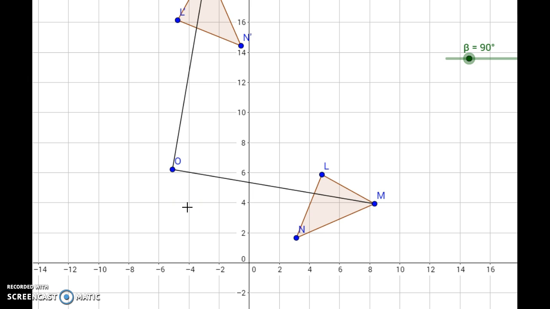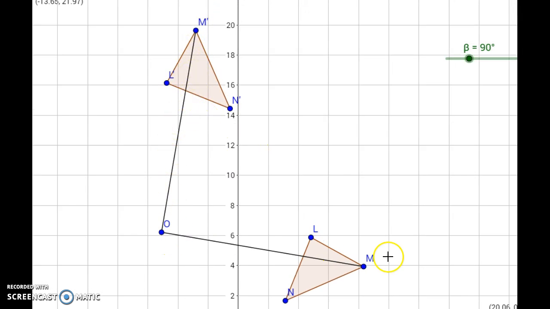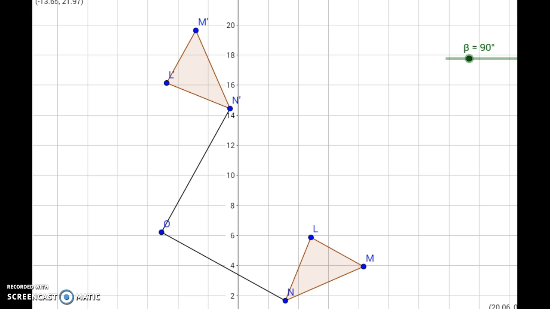So you see how we get the angle from any center. Center does not matter, but if you measure from OM to OM dash, all right, you'll see it here. OM to OM dash, it is 90, okay? And if I remove those and I measure from NO to NO dash, it will also give you 90. This is the angle.